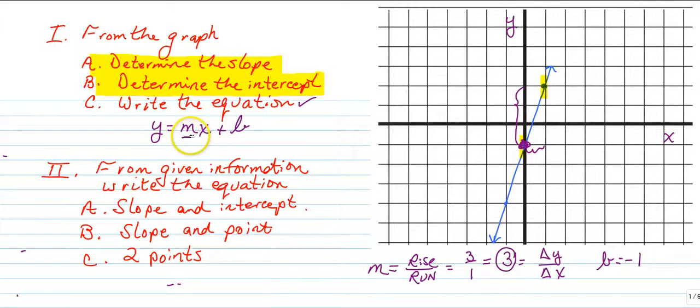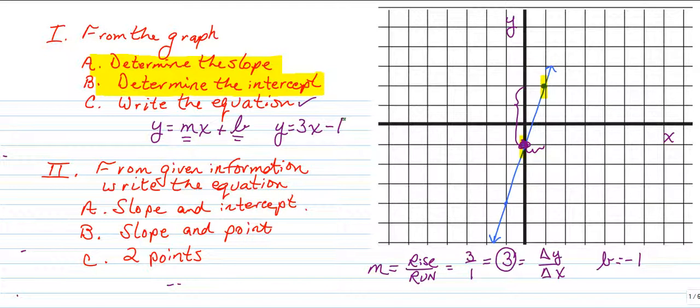Now this is called the slope-intercept form because all you have to do is fill in the value of the slope and the value of the intercept. So the equation becomes y equals 3x plus -1, or simply minus 1. So y equals 3x minus 1 is the equation of that blue line.